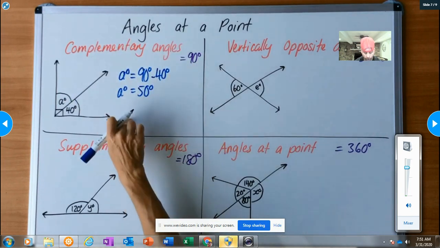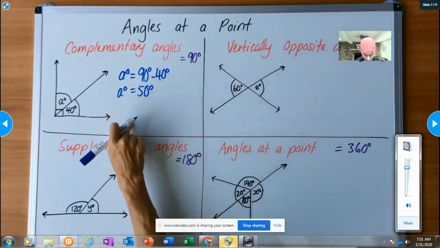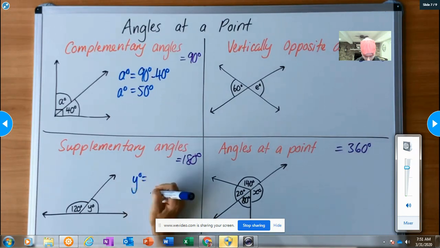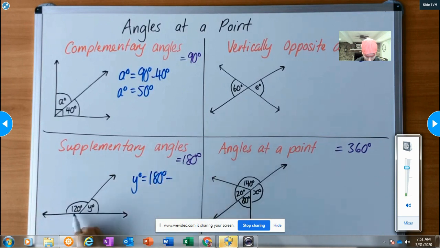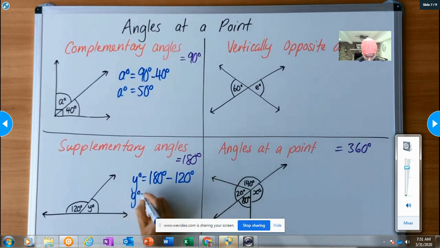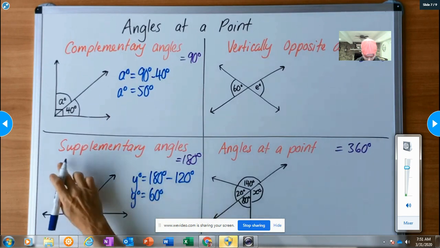The next one is supplementary angles. So I know that all angles on a straight line equal 180 degrees. I've been asked to find angle Y. So Y degrees equals 180 degrees, subtracting what I've already got here, which is 120 degrees. Because if I subtract that, what's left over will be my missing angle. And when I do that, I get 60 degrees left over. And again, I must write the angle type underneath here, which is supplementary angles.